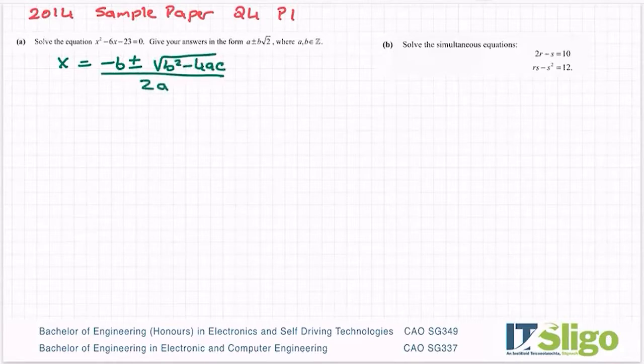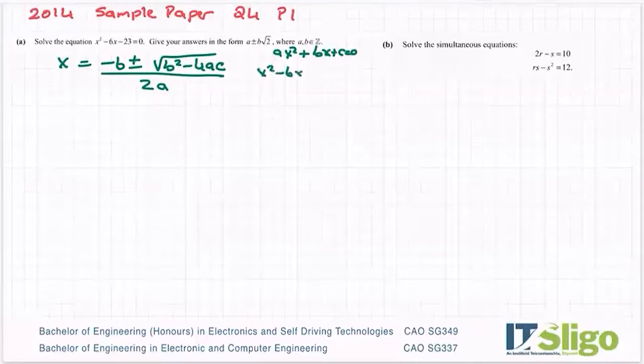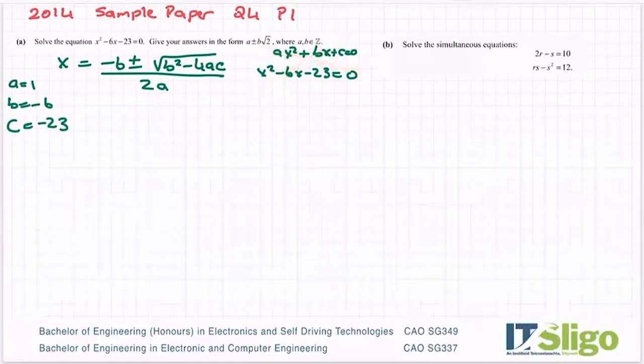So remember, we said any quadratic is ax squared plus bx plus c is equal to 0. I have x squared minus 6x minus 23 equal to 0. Okay, so my a is the number in front of x squared. So for me, my a is 1. B is the number in front of x, so my b, and you have to take the sign, b is minus 6. And c is the number on its own, which is minus 23. So I tend not to look at the quadratic anymore. I literally just look here, because no x's go into the minus b formula.